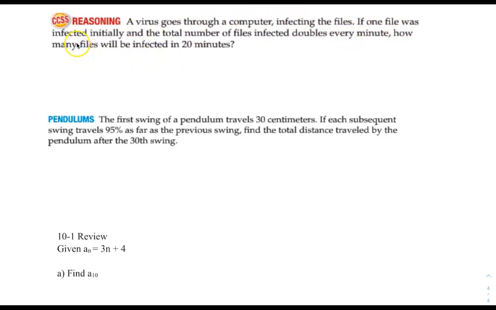So next one, the virus goes through your computer infecting the files. If one file was infected initially, and the total number of files infected doubles every minute, how many files will be infected in 20 minutes? So now this one's not an infinite sum, it's for the first 20 minutes. So that's my n is 20.